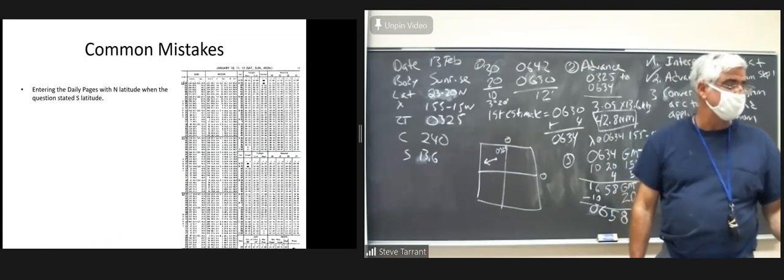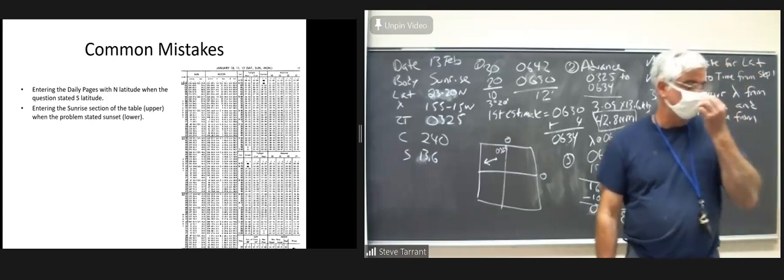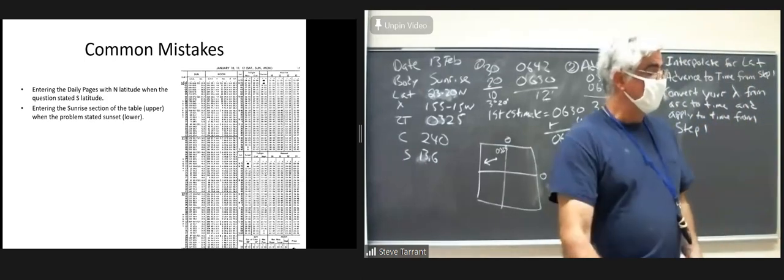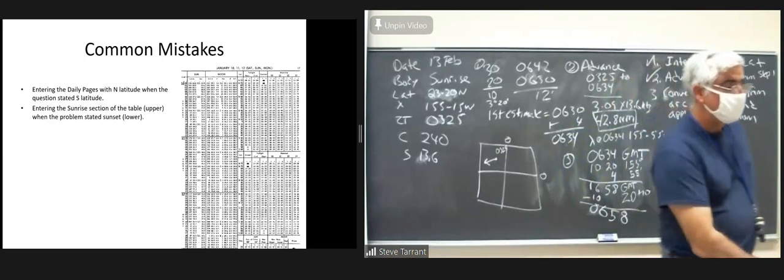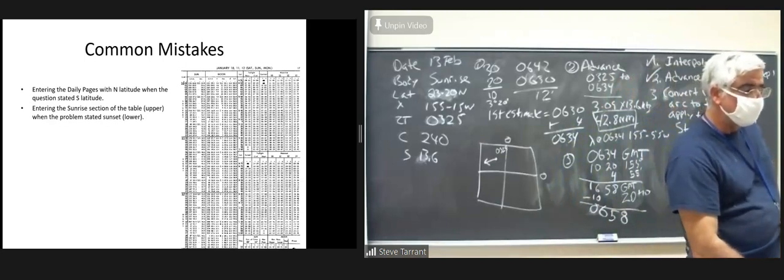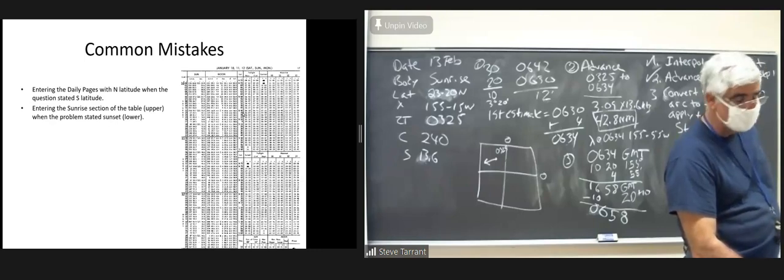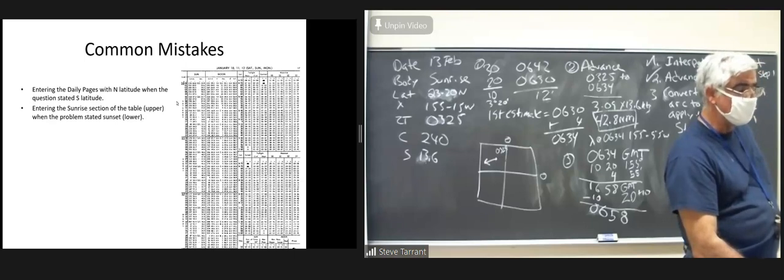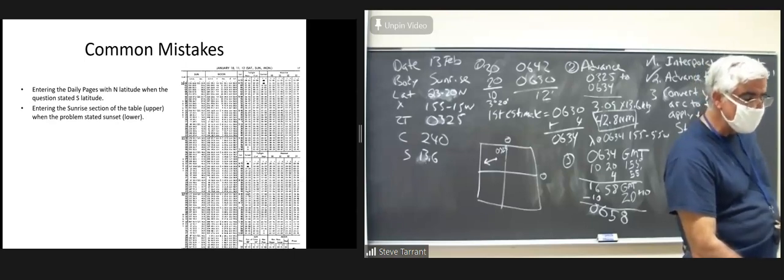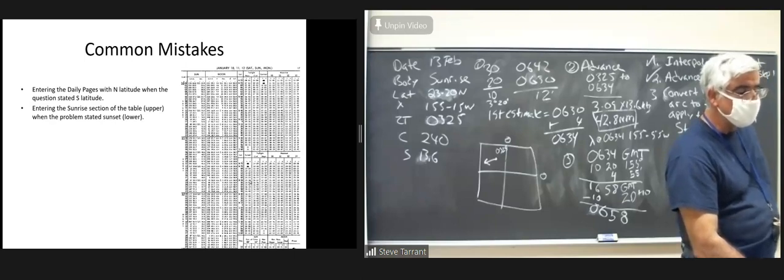Common mistakes. Here's a common mistake. See this right here? This is north latitude. But you're in south latitude, and you use the north latitude rows. That's a common mistake. Here's another common mistake. This up here is for sunrise. Sunset is down here. So you're doing sunset, but you use the table for sunrise.